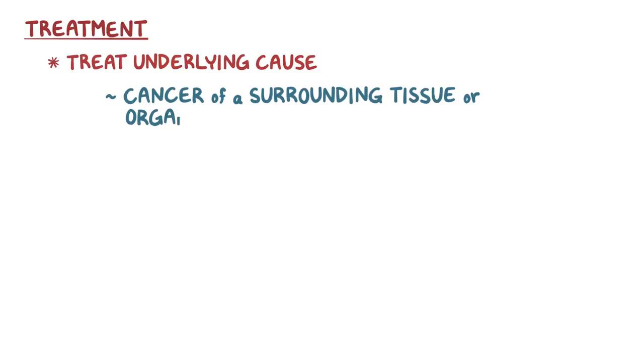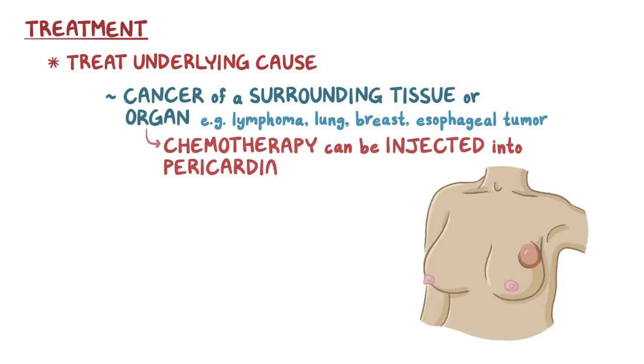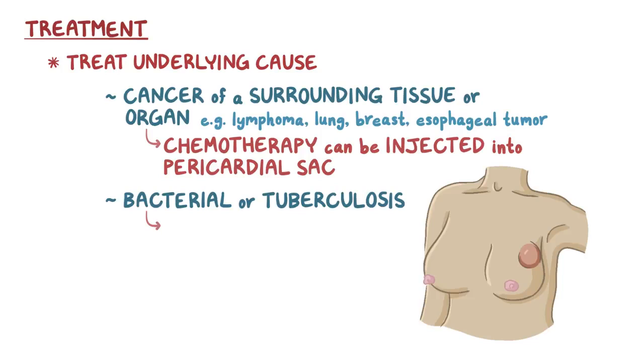For example, if there's a cancer of a surrounding tissue or organ, like a lymphoma, lung, breast, or esophageal tumor, then in some cases, chemotherapy can be injected directly into the pericardial sac. Similarly, if the underlying cause is a bacterial or tuberculosis infection, then antibiotics can help treat the pericarditis.